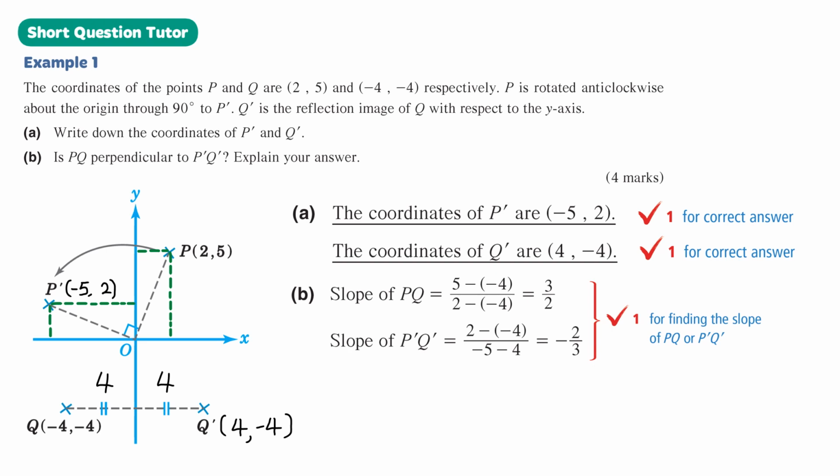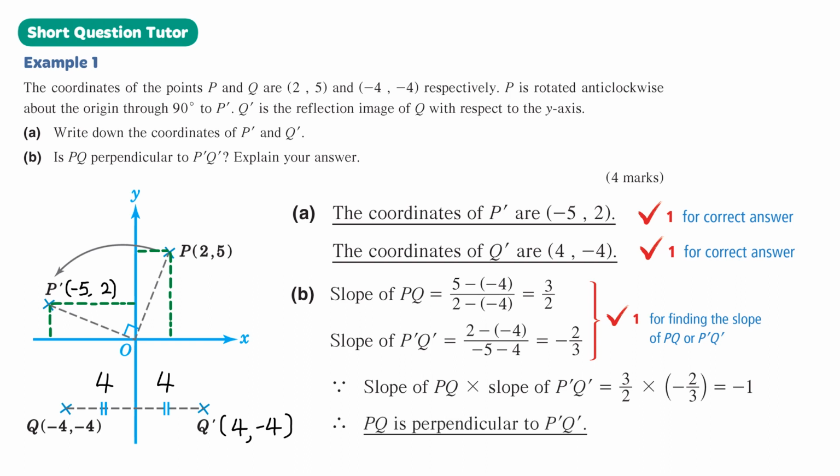1 mark will be given for finding the slope of either of the two straight lines. Multiplying the two slopes gives the result of -1. So the two lines are perpendicular to each other. The final mark will be given for the correct conclusion with reasons.